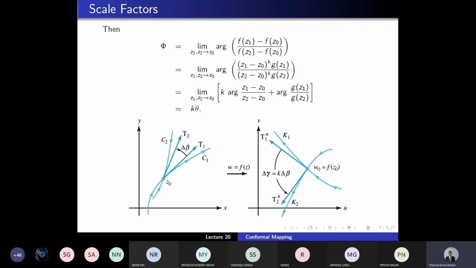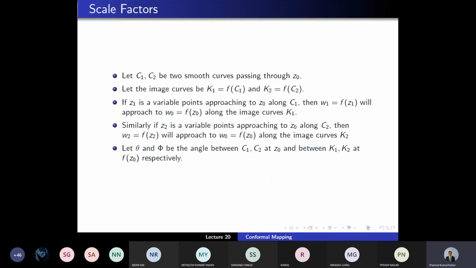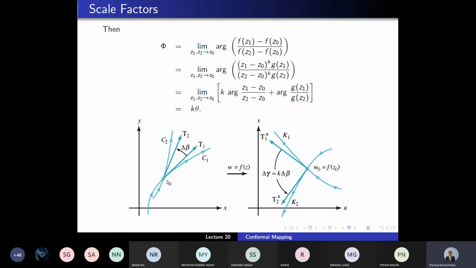then, as shown in front of you, phi is the angle between K1 and K2. So that phi will be the limit of the argument of f(Z1) minus f(Z naught). Everything is clear. Z1 is the variable point in this Z plane, and Z2 is also in this plane. So f(Z1) minus f(Z naught).